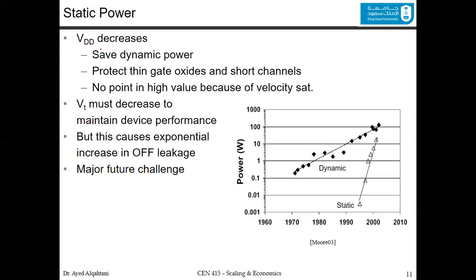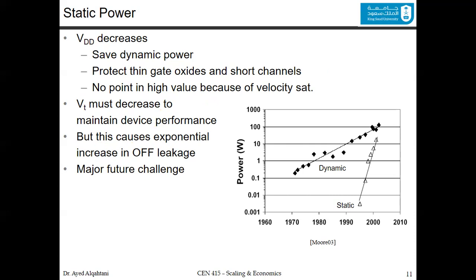For the static power, the VDD decreases. This saves the dynamic power, protecting gate oxide and short channels, and there's no point in high value because of the velocity saturation. The V threshold must decrease to maintain the device performance, but this causes an exponential increase in the off leakage. It's actually a major future challenge, as we said.